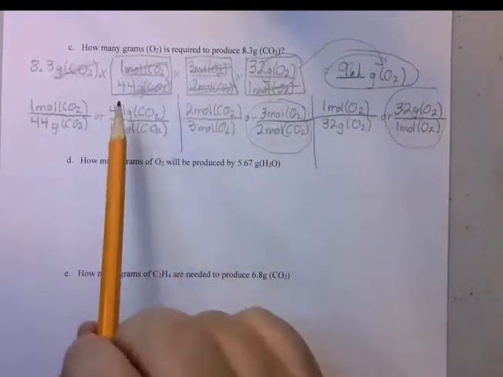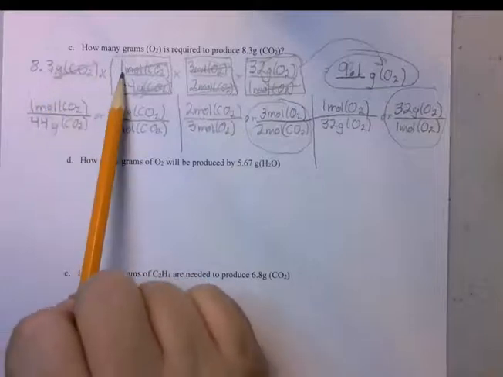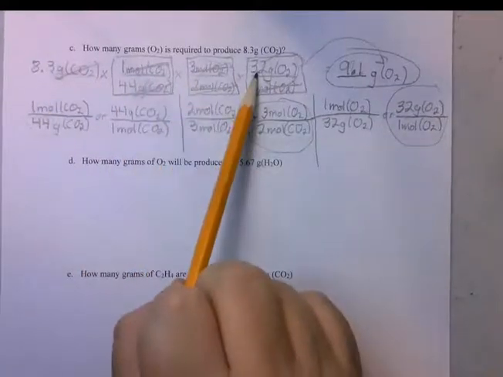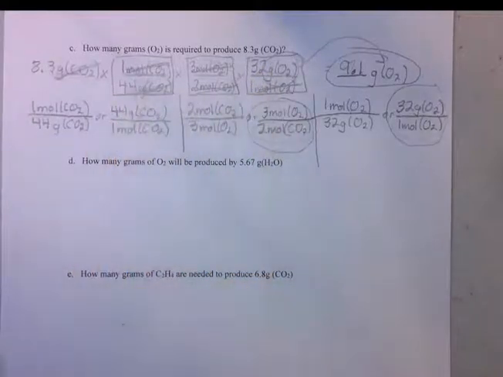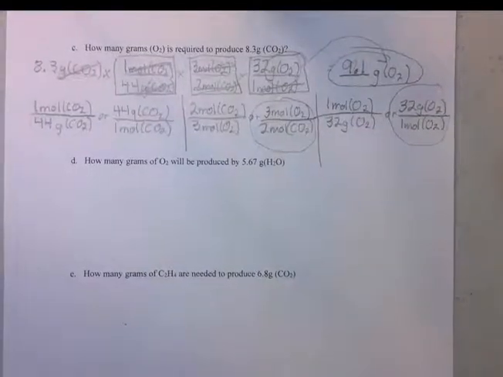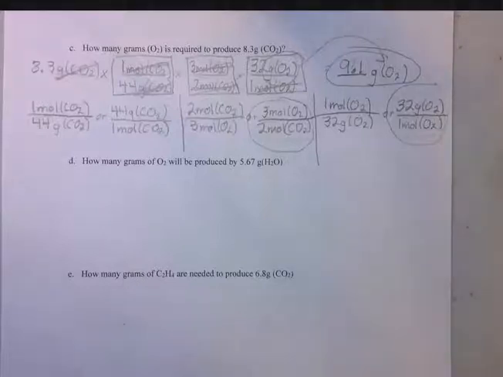That gives you this. So now the multiplication is 8.3, everything on the top: 8.3 times 1 times 3 times 32, and then divide by everything on the bottom. Divide by 1, divide by 2, divide by 44, and that gives you 9.1 grams. Okay? All right. I'm going to go ahead and just do the next one. It's just going to appear magically, and then I want you to do, that's D, and then I want you to do E on your own.